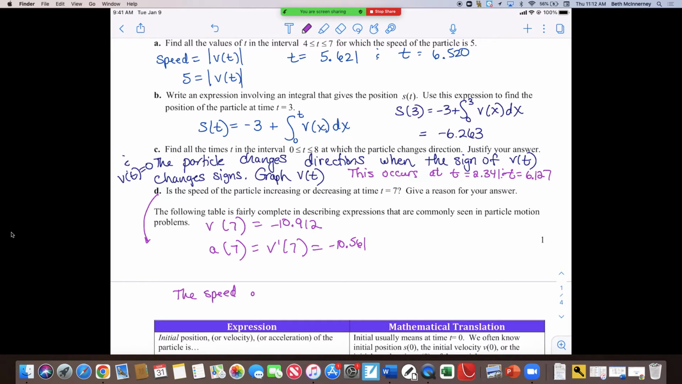So the speed of the particle is what? Is it increasing or decreasing? It is increasing at time t equals 7, because v of 7 and a of 7 have the same sign.